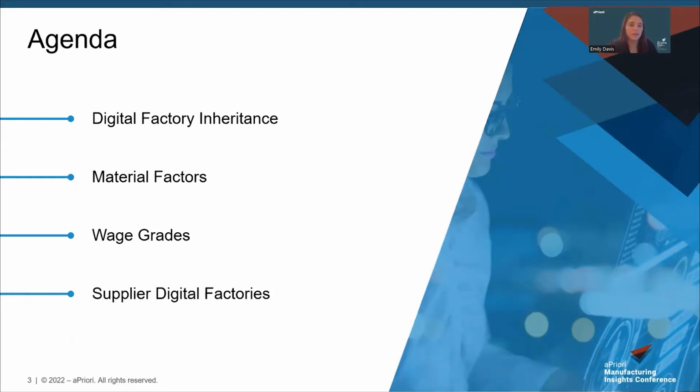We're going to discuss strategies to manage digital factories and configuration best practices. We'll start with reviewing digital factory inheritance and recommended inheritance structure. Then we will review our material factors functionality that can be used to efficiently manage material rates. After that, we'll get into wage grades and labor rate management. And then finally, we'll look at how all of this can be utilized to efficiently and effectively create and maintain custom digital factories.